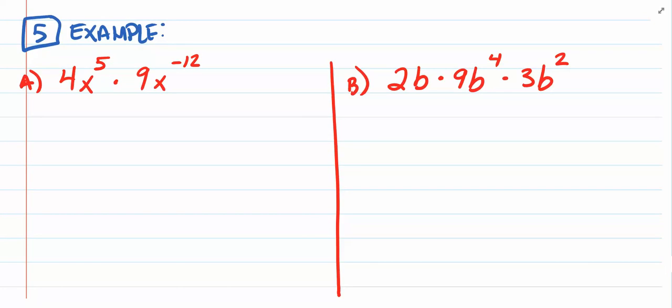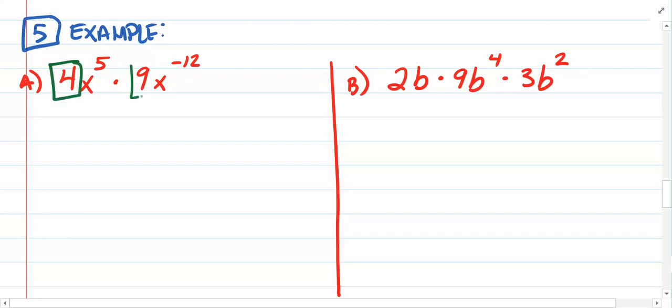Box number 5 is all about an example. We're going to simplify an expression involving exponents here. So I have 4x to the 5th multiplied by 9x to the negative 12. Well, I'm going to go ahead and multiply my numbers first. So I have 4 times 9. That's going to give me 36. Then I have an x to the 5th multiplied by an x to the negative 12.